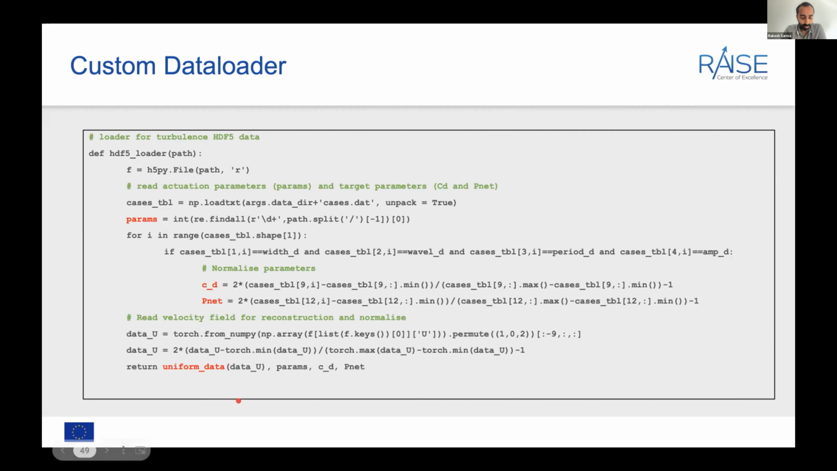And then we have this uniform data function, which basically takes care of making all these computational boxes uniform. I don't show the details of this function itself, but if you are more interested, please get in touch with us. Everything is available in the repository.